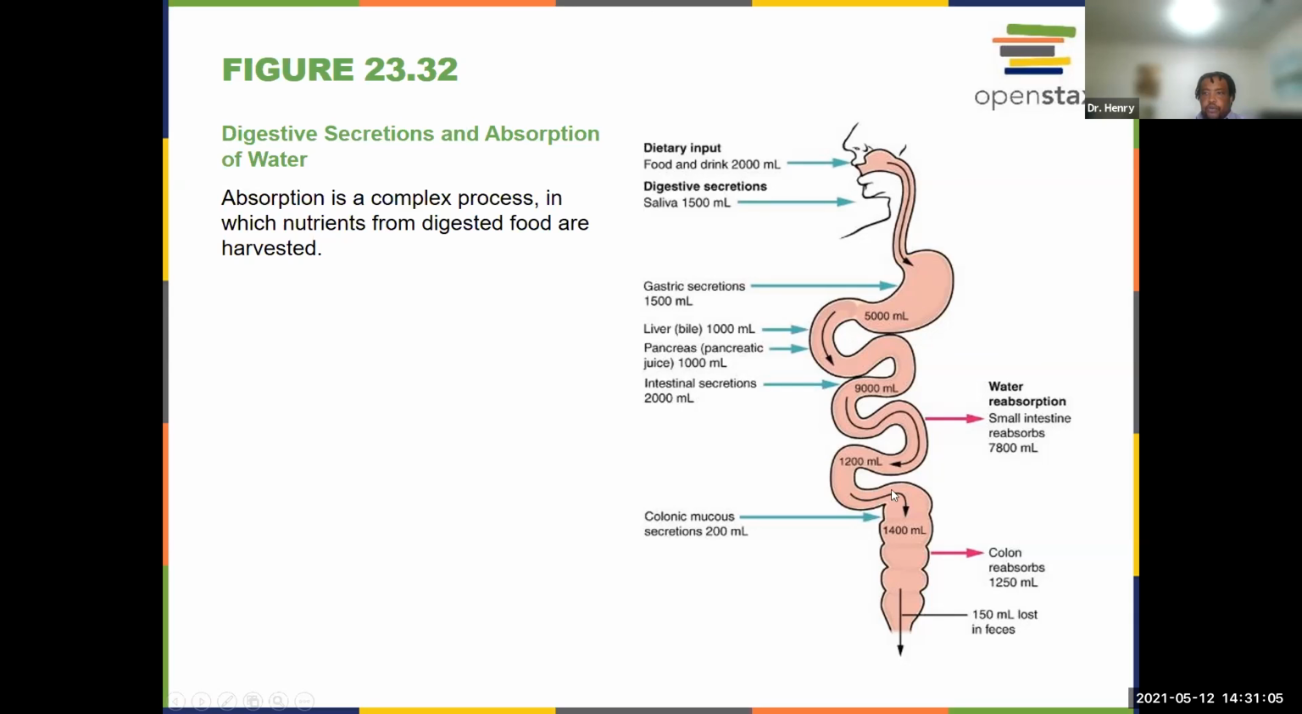Then that's going to go through our large intestines. And then we're going to have our colonic mucosal secretion. That's going to be another 200. So that's going to bring that 1,200 milliliters to 1,400 milliliters. And then the colon is going to reabsorb 1,250 milliliters. Okay, so we're going to lose about 150 milliliters through our feces. And all these are going to go back and be recycled and re-inputted into the system.